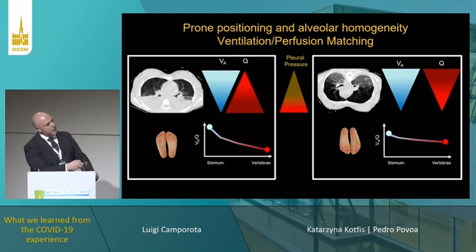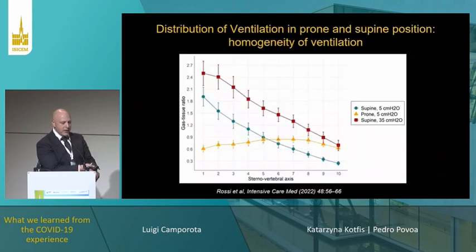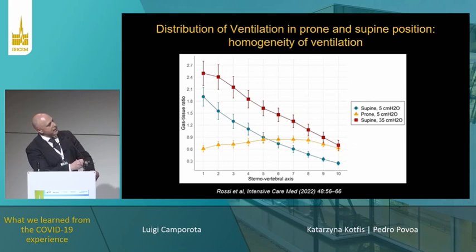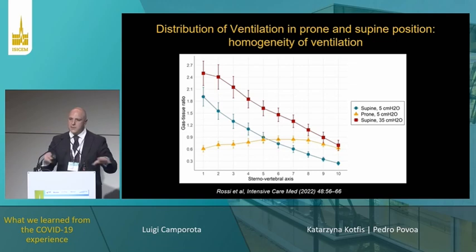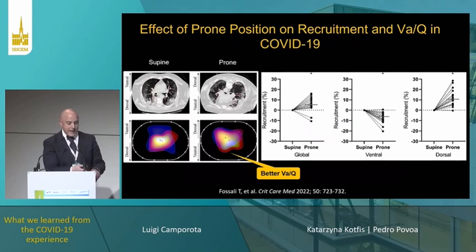Obviously, prone position has the effect in traditional ARDS of making it flatter, so more homogeneous. And this has been replicated also in COVID-19. This is work from Sandro Rossi, and you can see these are patients in supine position at 5 centimeters of water of PEEP, and these are at 35 centimeters of water of PEEP. You can see the great heterogeneity of ventilation gas tissue ratio, so much more in the sternal, much less in the vertebral. And you can see the effect of prone position in COVID-19 has been that of making it much more homogeneous, so very similar to normal ARDS.